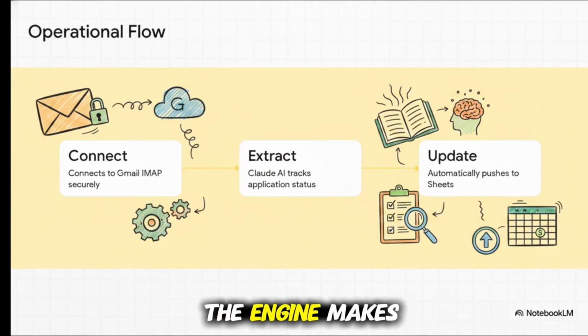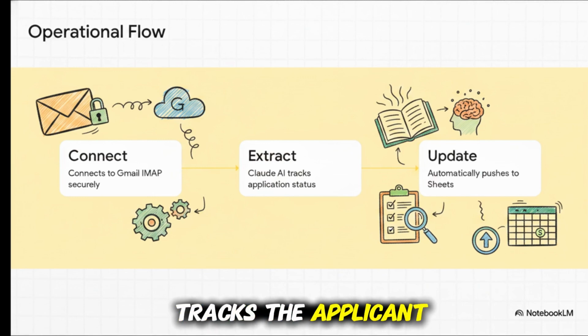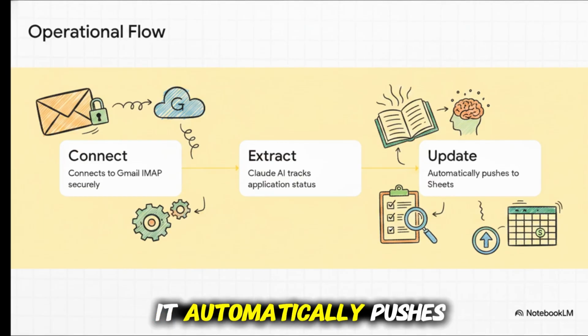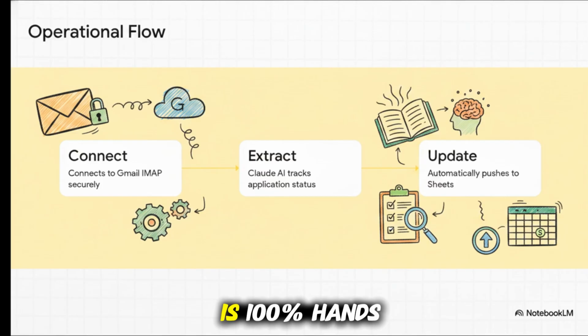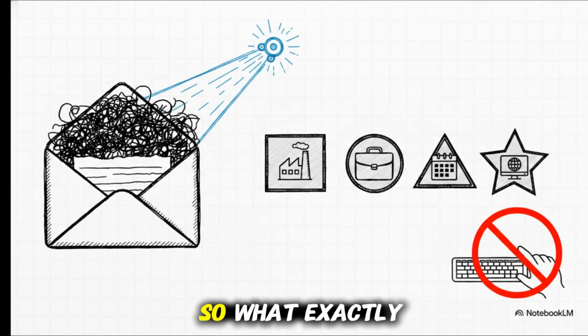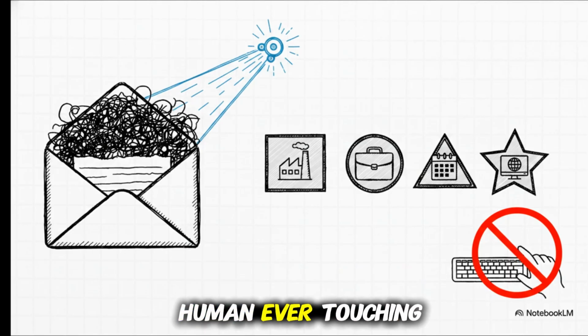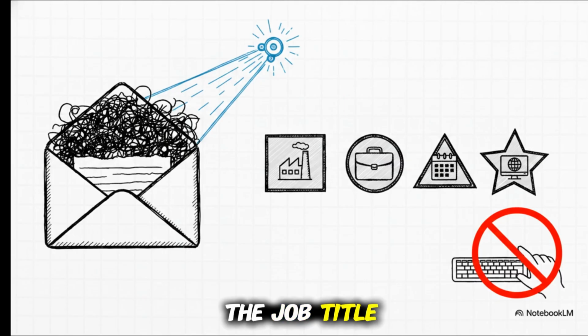Step 1, the engine makes a secure, read-only connection to the Gmail inbox. Step 2, Claude AI reads the unstructured text, pulls the relevant data, and intelligently tracks the applicant's status. And Step 3, it automatically pushes those updates straight into Google Sheets. The entire operation is 100% hands-off. So what exactly is it pulling out of those messy threads? Well, without a human ever touching a keyboard, the AI effortlessly extracts the company name, the job title, the application date, and even the source platform where the job was originally posted.